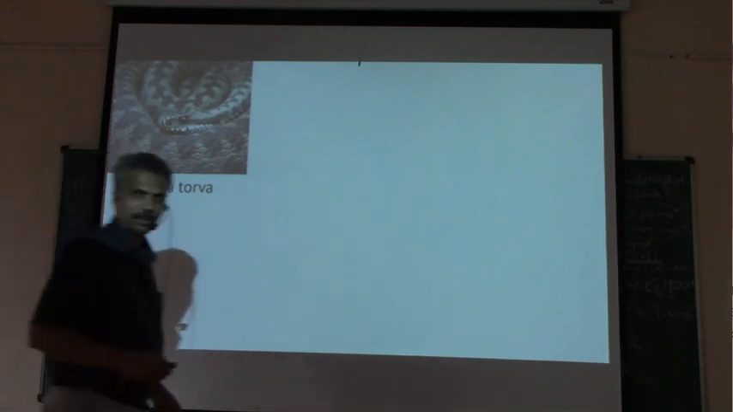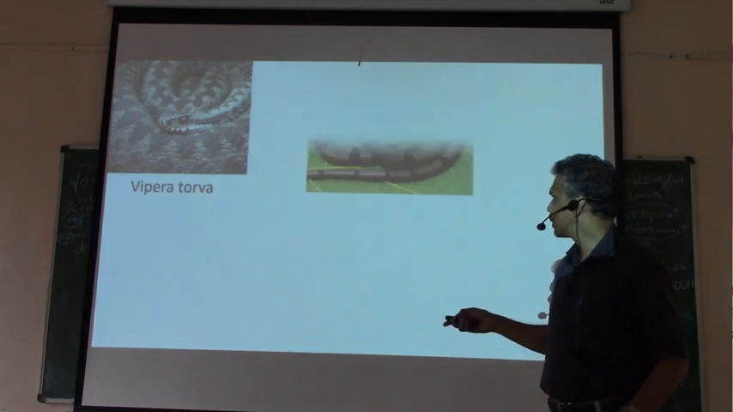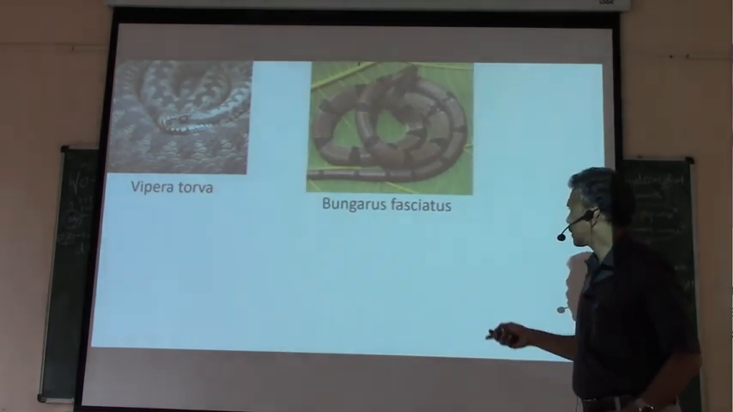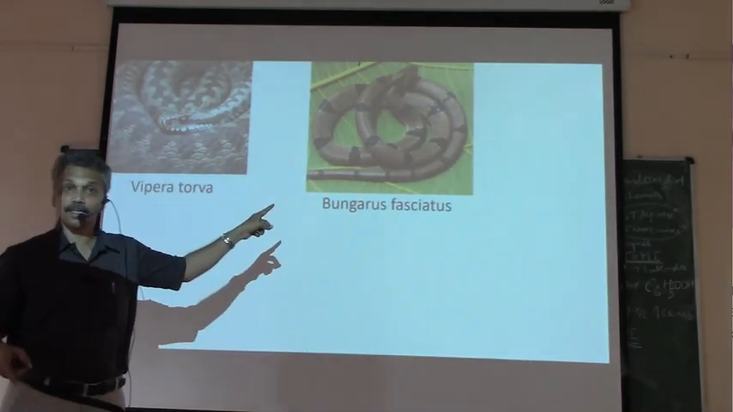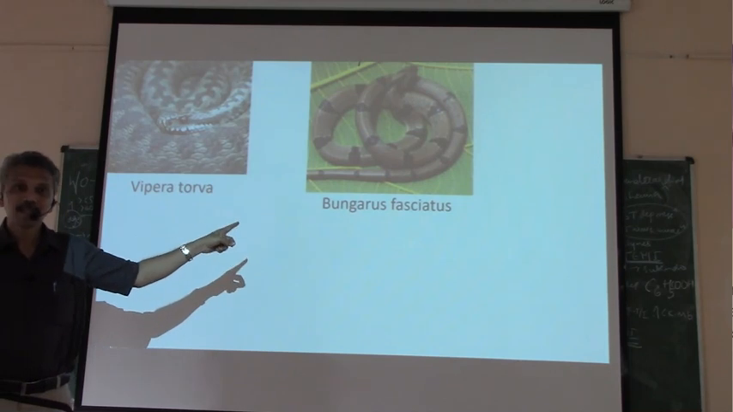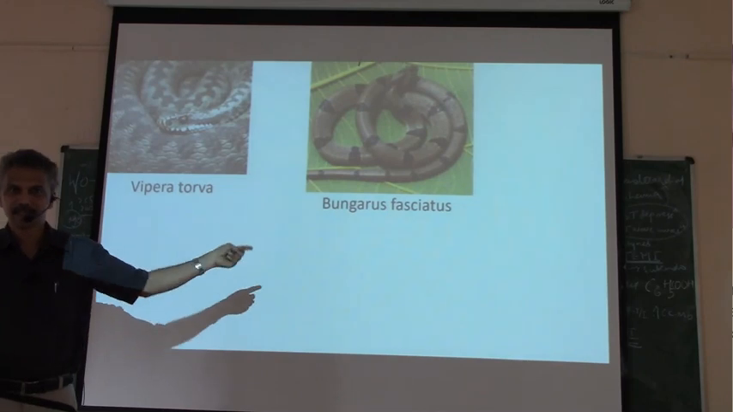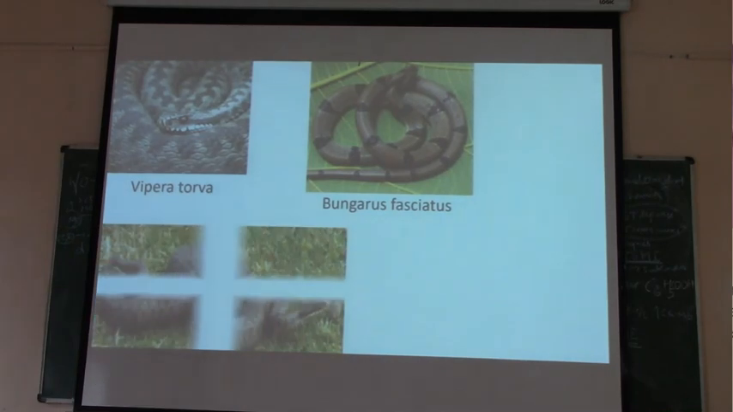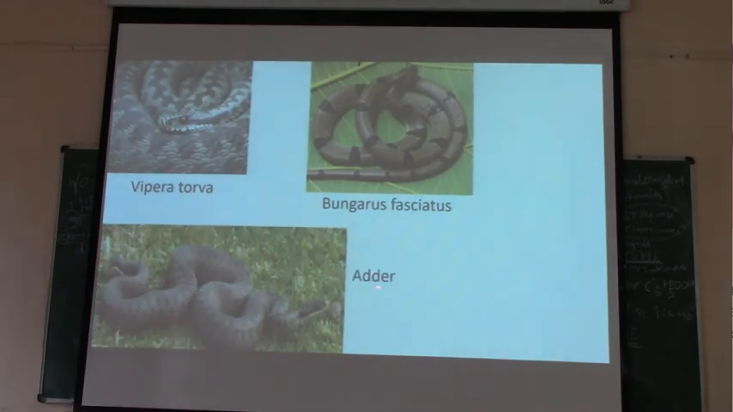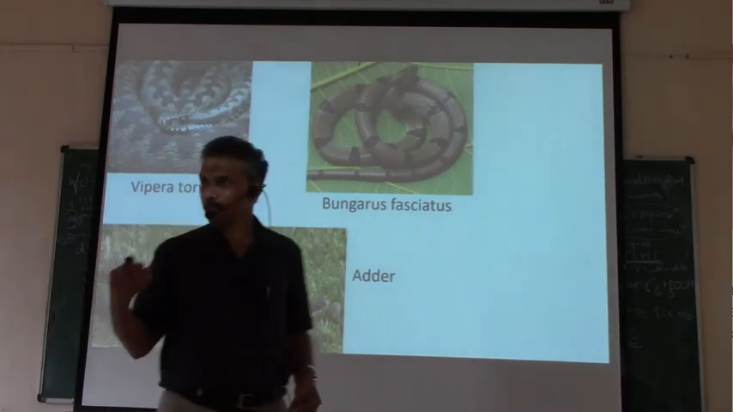This is Vipera. Vipera, we have three species that we use here. Vipera torva is this, and this is Bungarus. Now what is Bungarus? Where did we classify Bungarus under? It was Elapidae. Two snakes I told you: one was Naja and the other snake given there was Bungarus. Again a very important snake. And Adder. I have never used this, so we'll try to explore. So these are the common snakes we use in our homeopathic materia medica.